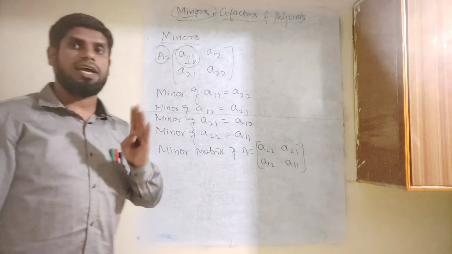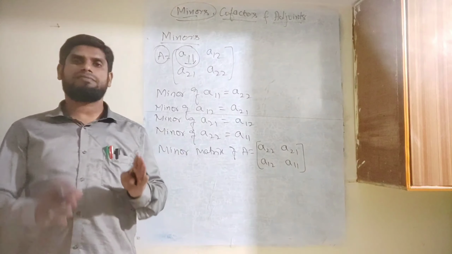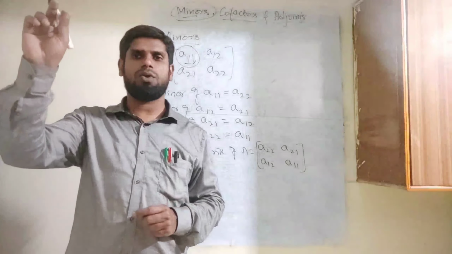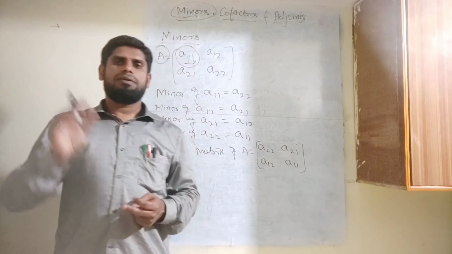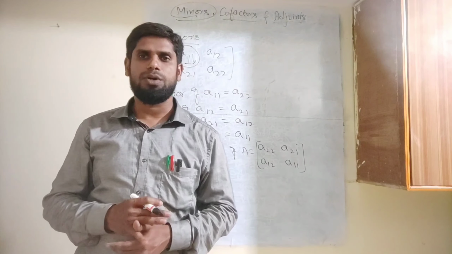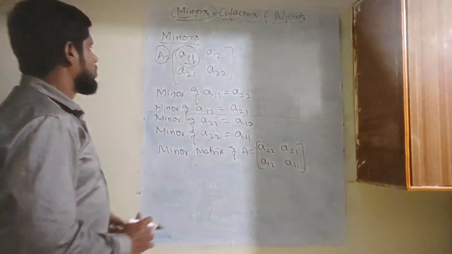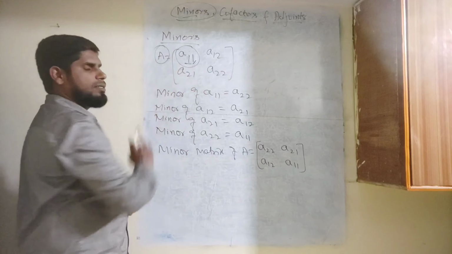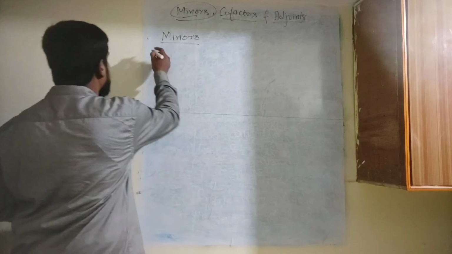What happens if it is 3 cross 3? What should we do for that? The same procedure: we should eliminate the row and column which is related to a particular element. Now for the remaining 4 elements we should use RCM, rule of cross multiplication. So let us take a numerical example now.